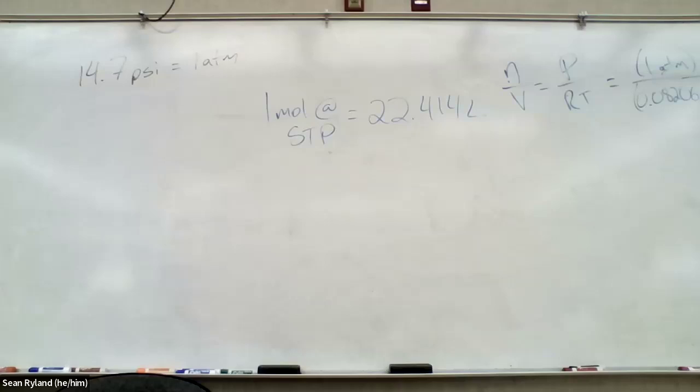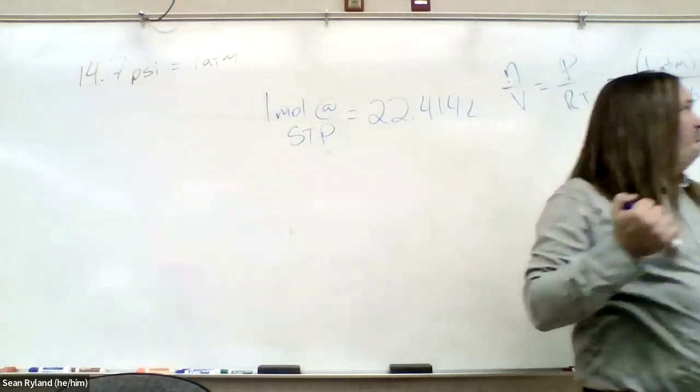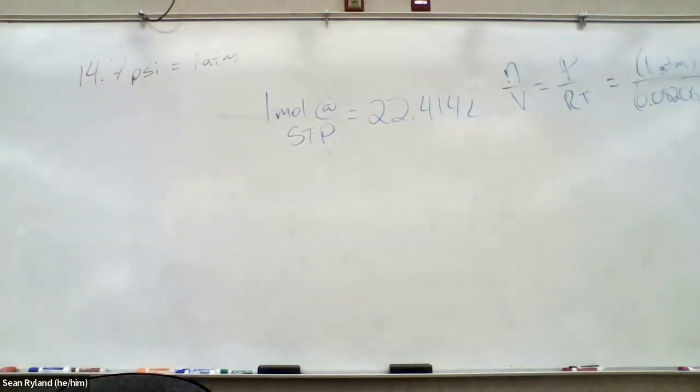The only thing that's going to change, it's a theoretical yield question, except at the end, instead of figuring out how many grams of product you're going to make, you're going to use this conversion to figure out how many liters of product you can make. So it's really more of the same.